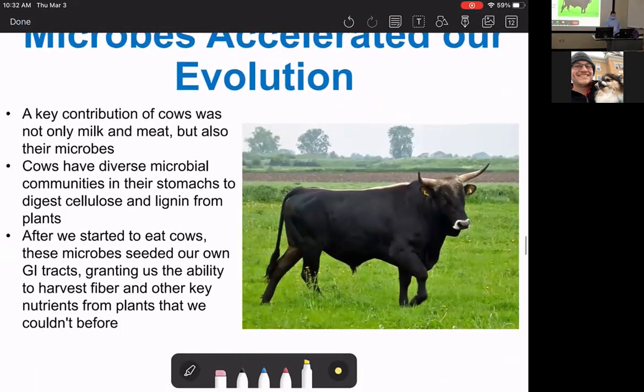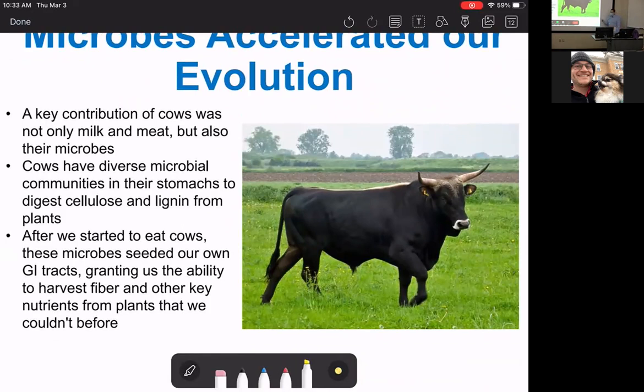Another example: we started to domesticate cows, poor things, and started to eat them. As we ate the cows and poorly cooked the meat, sometimes bacteria would show up. I'm not saying do this, but the bacteria inside the cow microbiome is very good at chewing up cellulose. We are not very good at that. So as we started to eat cows, humans naturally started to incorporate more of those bacteria, and those bacteria gave us an advantage. We started to be able to eat plants quite a bit easier.